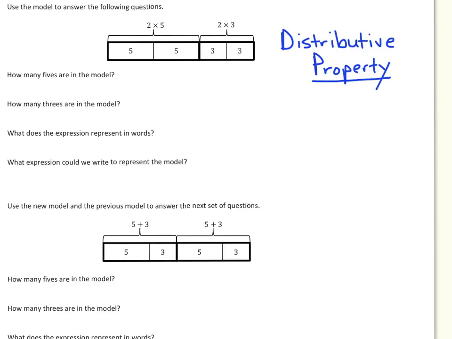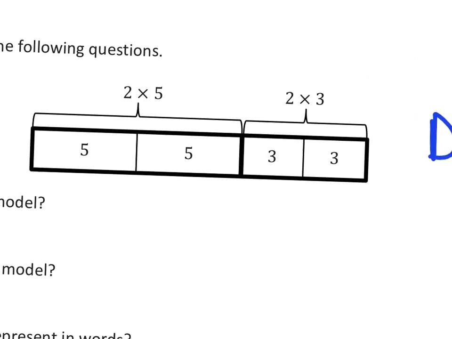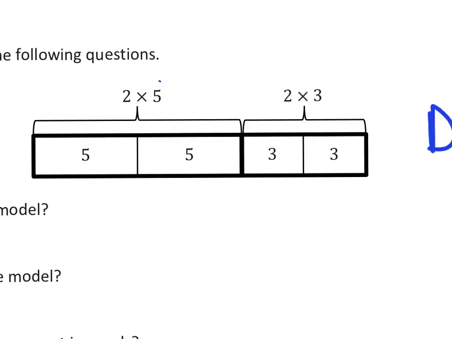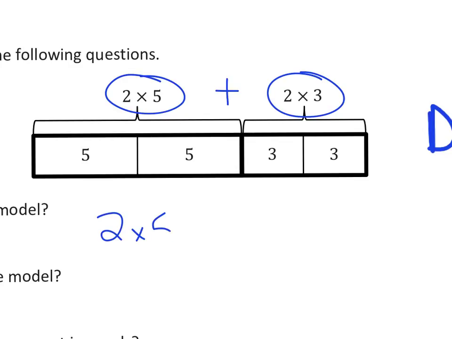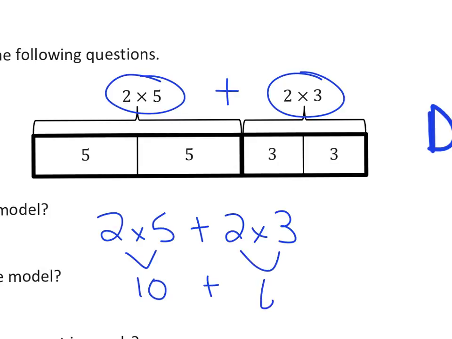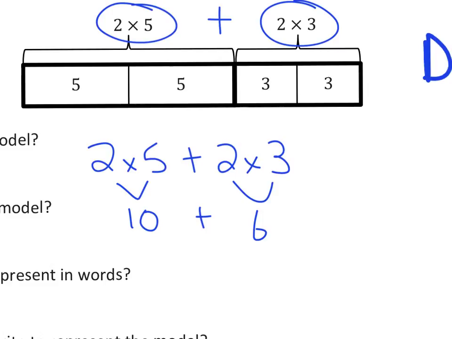And what you notice with this top one, as we kind of zoom into it here, is we have two groups of 5 and two groups of 3, and we are combining them. So we would write that numerically as 2 times 5 plus 2 times 3. And that's going to give us the answer of 16, right? Because 2 times 5 is going to be 10, and then we're going to add that to 2 times 3, which is going to be 6. And, of course, that gives us 16.